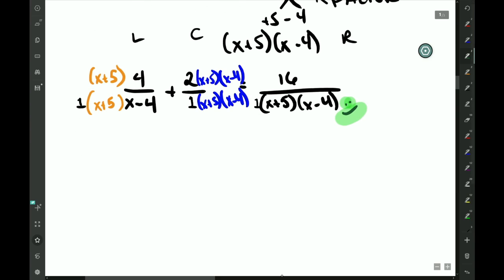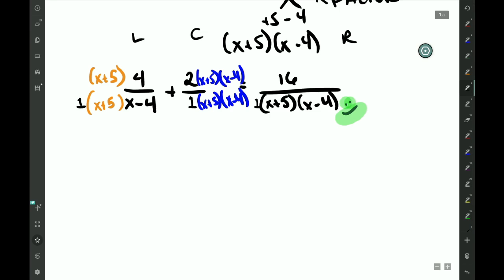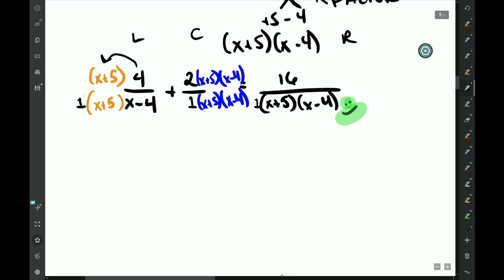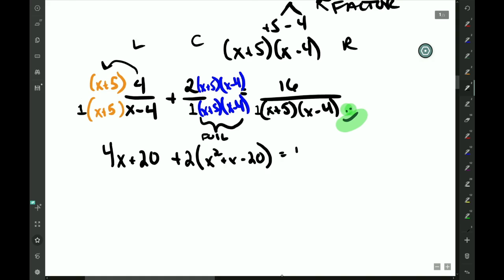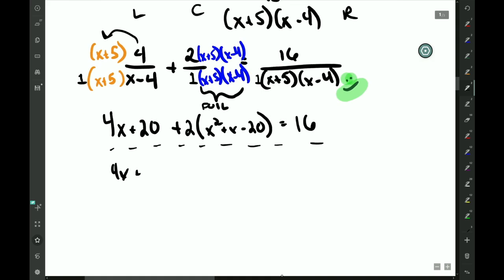Okay, so just take your time. Just take a deep breath. Be like, all right, it's really not that bad. It's just some numbers. Okay, 4x plus 20 plus, I would FOIL first. FOIL it first. So 2 times the quantity, once you FOIL it, x squared plus x minus 20 equals 16. Again, the denominators, poof, disappear. So we have 4x plus 20 plus 2x squared plus 2x minus 40 equals 60.